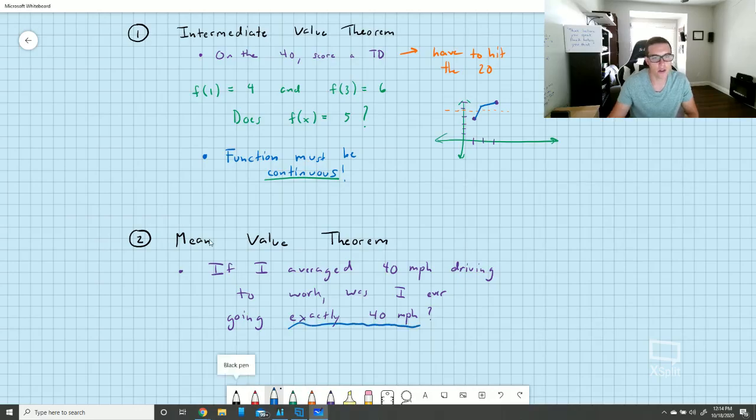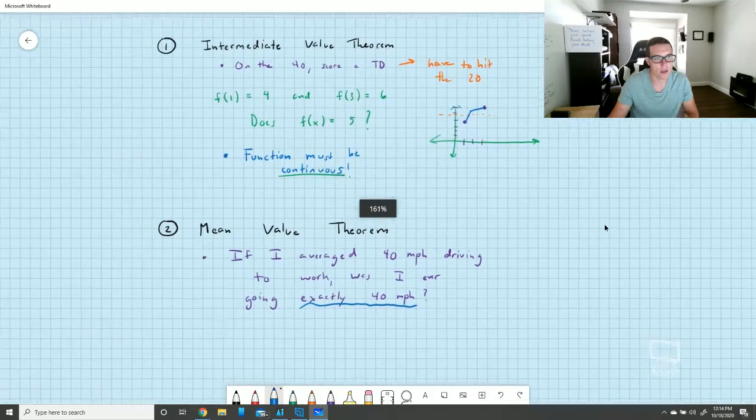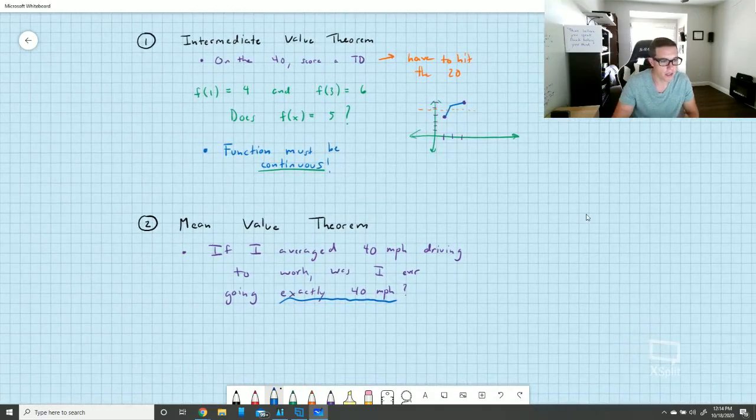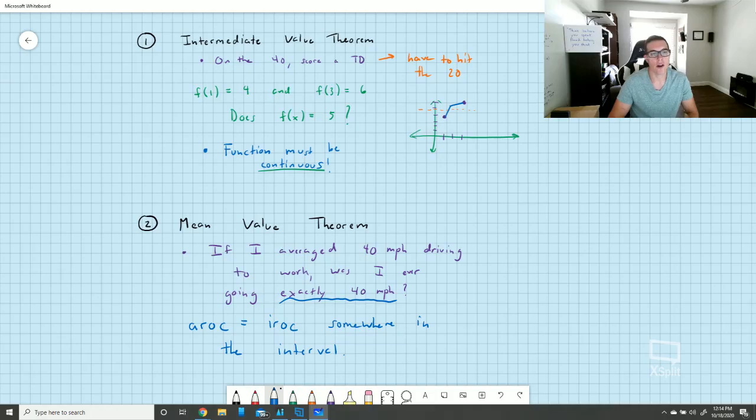So this is what you'll hear me say about the mean value theorem in the future. It is the idea that the AROC equals the IROC somewhere in the interval. This has to be true. If you have a function where you find the average rate of change, the derivative has to equal that average rate of change somewhere in the interval. And I've been giving you a couple of these in the performance test. I think I gave you one today. I don't remember. But if I give you an example of what this looks like, I can show you.